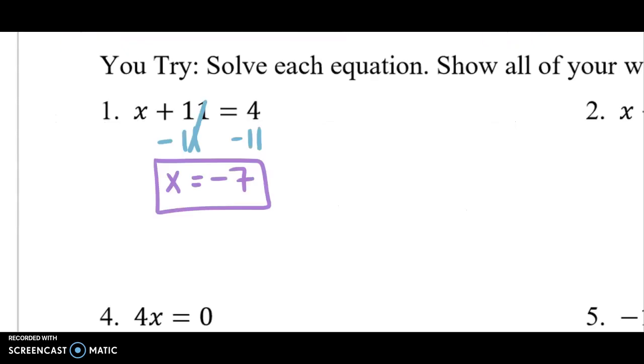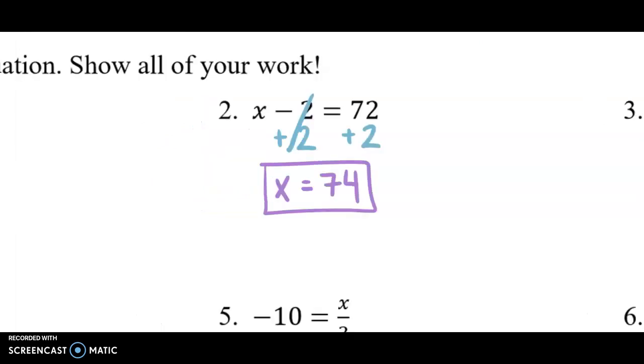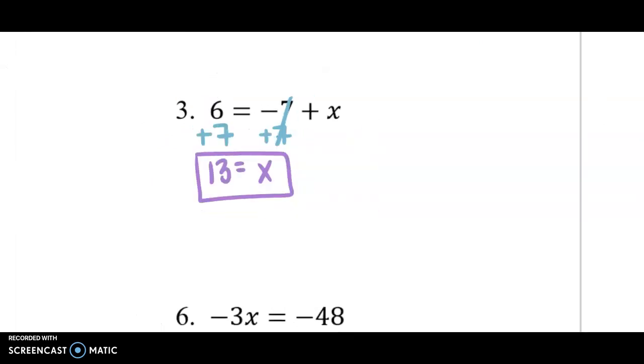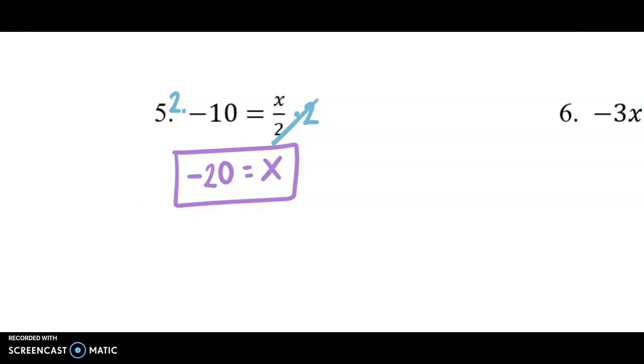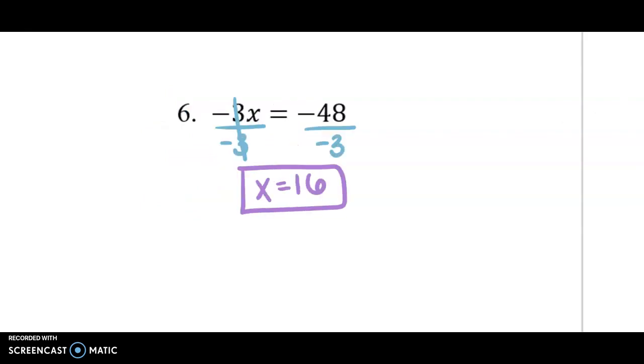Pause if you need to, and then you can move on to number 2. Here's the answer for number 2. Here's the work for number 3. Here's your work for number 4. Here's your work for number 5. Lastly, here's your work for number 6.